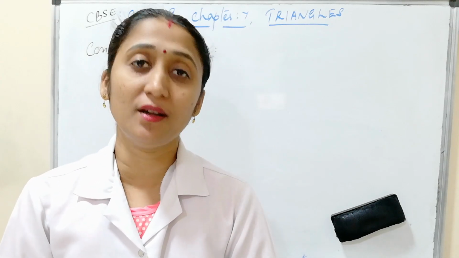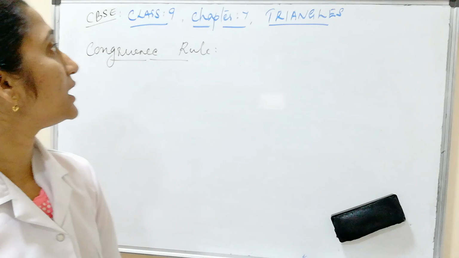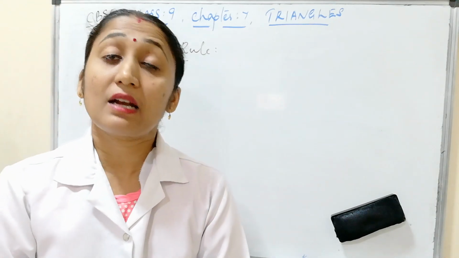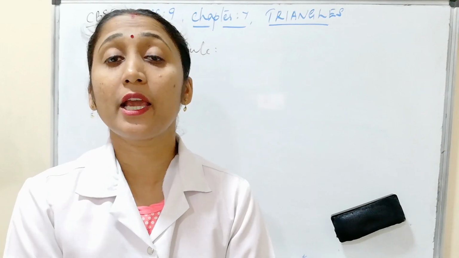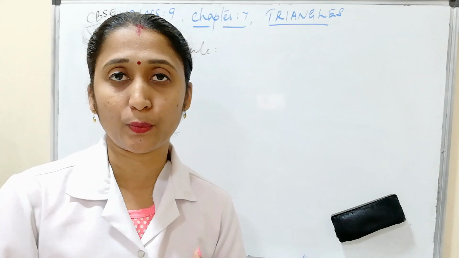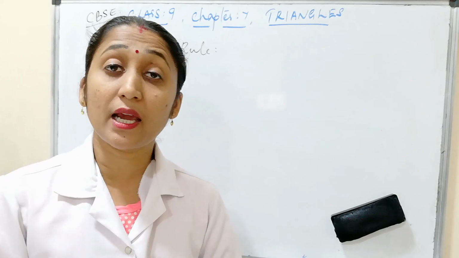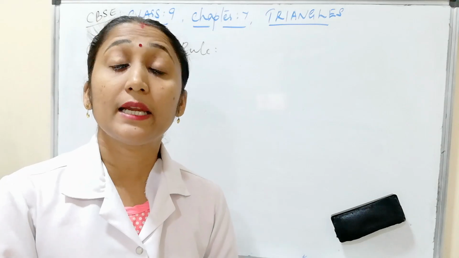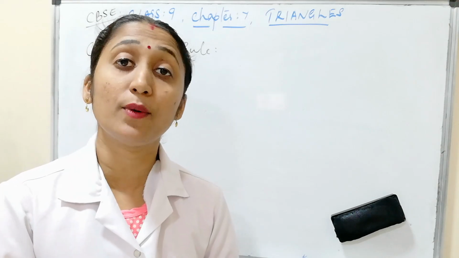Today we are going to learn about the Class 9 Chapter 7 Triangles. In this chapter, the important theorems are 7.1 and 7.2. 7.1 is ASA congruency. The proof is very important. It carries 5 marks. It is a sure question in your board examination.